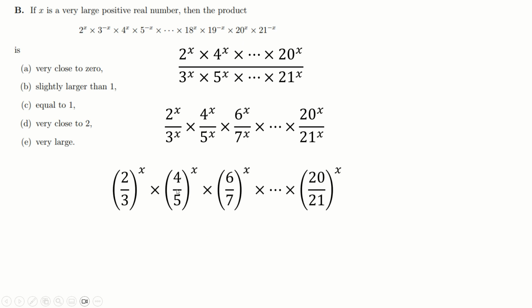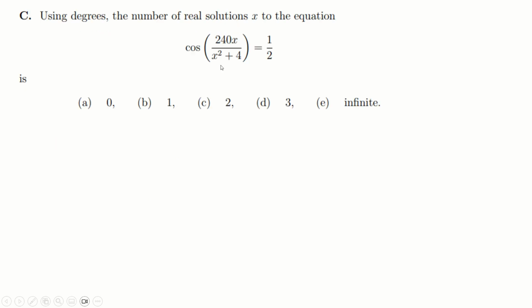And now all of these numbers here, all the way to the end, are all lower than 1. And when you raise something lower than 1 to a very big number, you get something very close to 0. And when you times lots of things that are very close to 0 together, you get something very, very close to 0. So I think that's what we can argue on that question there.